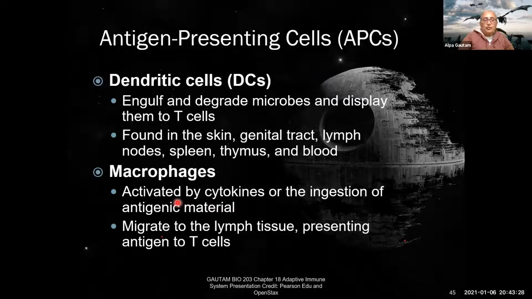Macrophages, as I said, are APC cells. They get activated by cytokines that could be present or by phagocytosis. They migrate to the lymph tissue where they present that antigen to TH cells. Dendritic cells also engulf and degrade microbes, so they're also phagocytic. They also present that antigen on their MHC class 2 to TH cells. Dendritic cells are found within the skin, the genital tracts, within lymph nodes, spleen, thymus, and also in blood.